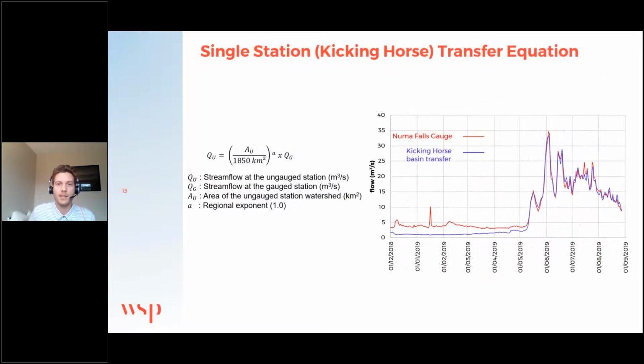So just by applying the single station transfer equation on the left with the original exponent of 1, we managed to take the Kicking Horse flow hydrograph, transfer it to Numa Falls, and compare it with what we obtained from field measurements and modeling. And we can see that the fit is excellent. It works really well. And we observe the same thing for all sites. So even smaller tributaries of the Vermilion River reacted exactly the same as the Kicking Horse River.